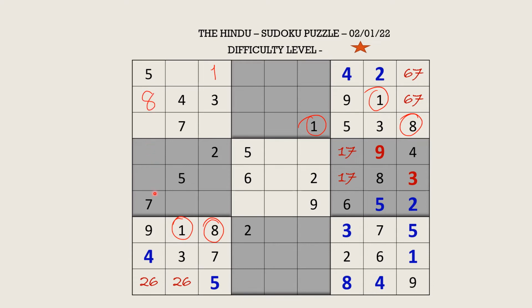Now in this column there are only 4 cells empty, and the missing numbers are 1, 3, 2 and 6. If you see here, this cell is blocked by 1 and 3 here. So this cell takes a 2, 6 pair, which will be complementary to the 2, 6 pair here. So that leaves this column with only 2 empty cells, and the missing numbers are 1 and 3.